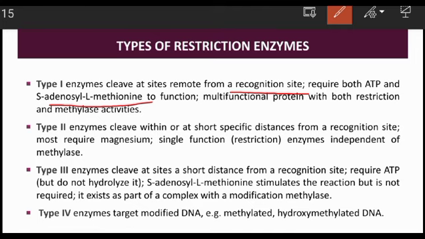The second one is type 2 enzymes. Type 2 enzymes cleave within or at a short specific distance from the recognition site, and they require magnesium and perform only a single function, that is restriction.